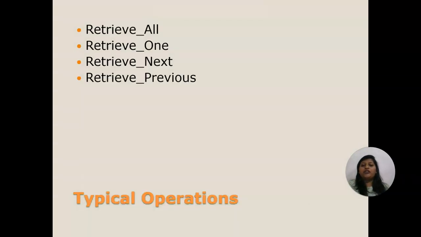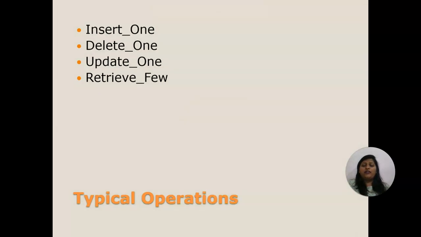Then typical operations which we use for operating a database. First one is retrieve all, second one is retrieve one, third one is retrieve next, and fourth one is retrieve previous. So for retrieving all the information, all the data, we take retrieve all. For one, we use retrieve one. For the next, retrieve next, and for previous, retrieve previous. Then there are other typical operations available, that is insert one, delete one, update one, and retrieve few.